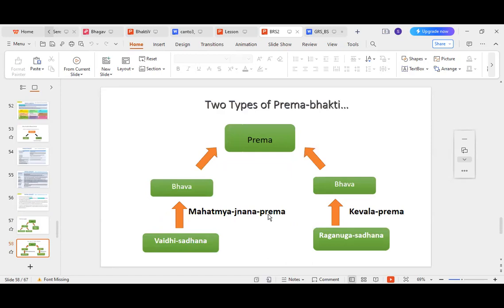There are two types of Prema Bhakti. One is Mahatmya Jnana Prema, or Mahima, whatever it may be, Jnana Prema Bhakti, and Kevala Prema. So Kevala Prema Bhakti might directly come from Raganuga Bhakti, and then at some point you will get that pure unalloyed devotion. Or through Vaidhi Sadhana Bhakti, you get that bhava, and then get all the knowledge, and then you get into this. Whatever it be, the goal is to get this Prema Bhakti, unalloyed, pure devotional service.